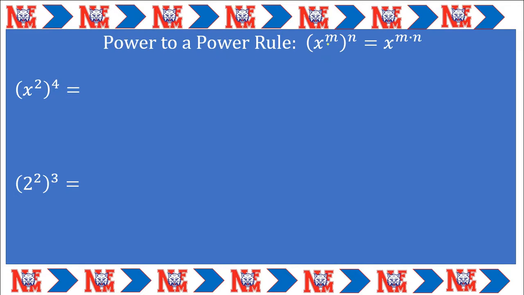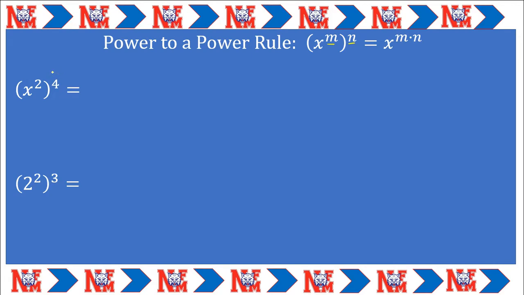Okay, now let's take a look at the power rule that is known as power to a power. So we have x raised to the m power, which is all raised to the n power. So a power raised to a power. We can simplify this by simply multiplying these exponents. So again, let's show why this is.